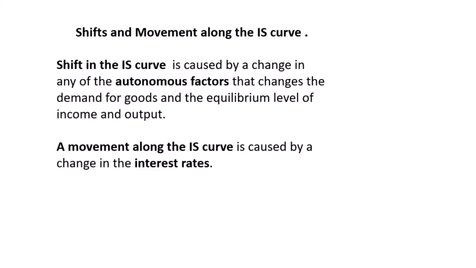A movement along the IS curve is caused by a change in the interest rates. Movement up and down will be a change in interest rates. If there's an increase in interest rates, there will be an upward movement along the IS curve. If there's a decrease in interest rates, there'll be a downward movement. If there is an increase in government spending, there will be a rightward shift in the IS curve. If there's a decrease in government spending, there will be a leftward shift. The autonomous components will cause shifts in the curve, while changes in interest rates will cause movements along the curve.